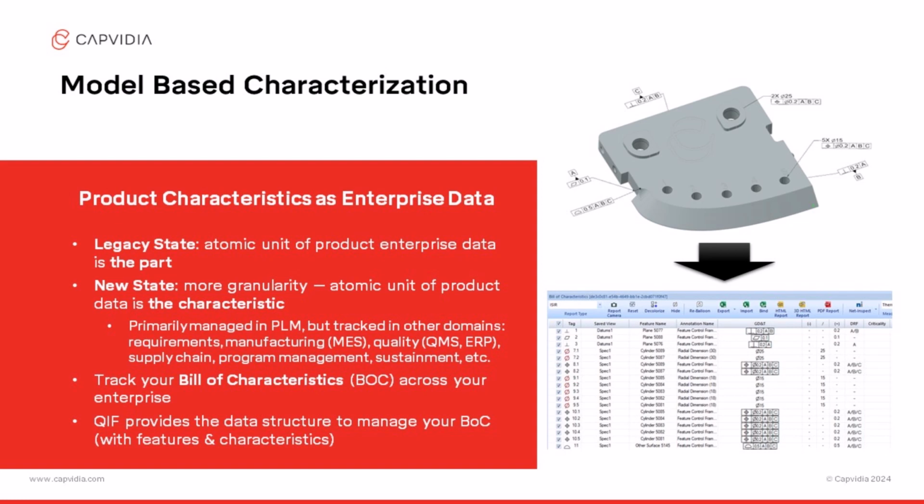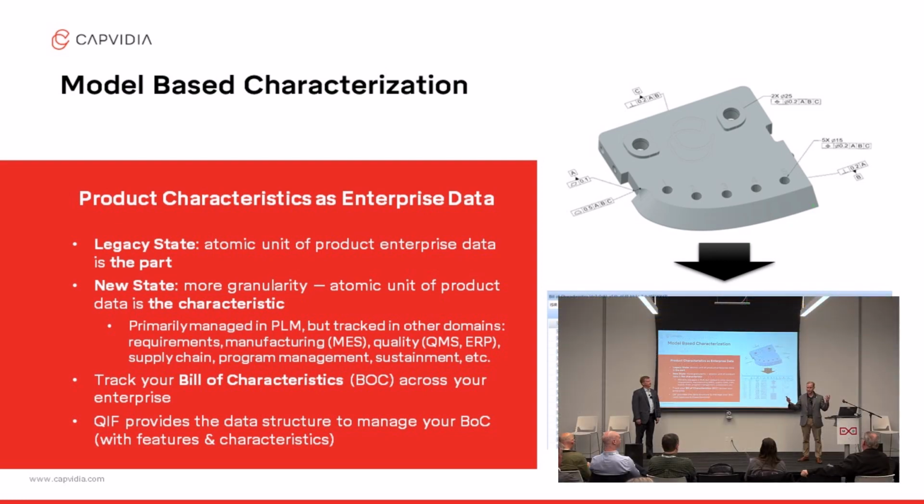And so thinking about the new state, this is starting to think of these model characteristics as valuable business objects that are tracked across your enterprise. They should be formally instantiated within a CAD system. They should be tracked within a PLM system. And you should be able to trace workflows. In this case, this is where QIF fits beautifully. Trace workflows throughout your entire enterprise, including your supply chain, that track back to these characteristics.